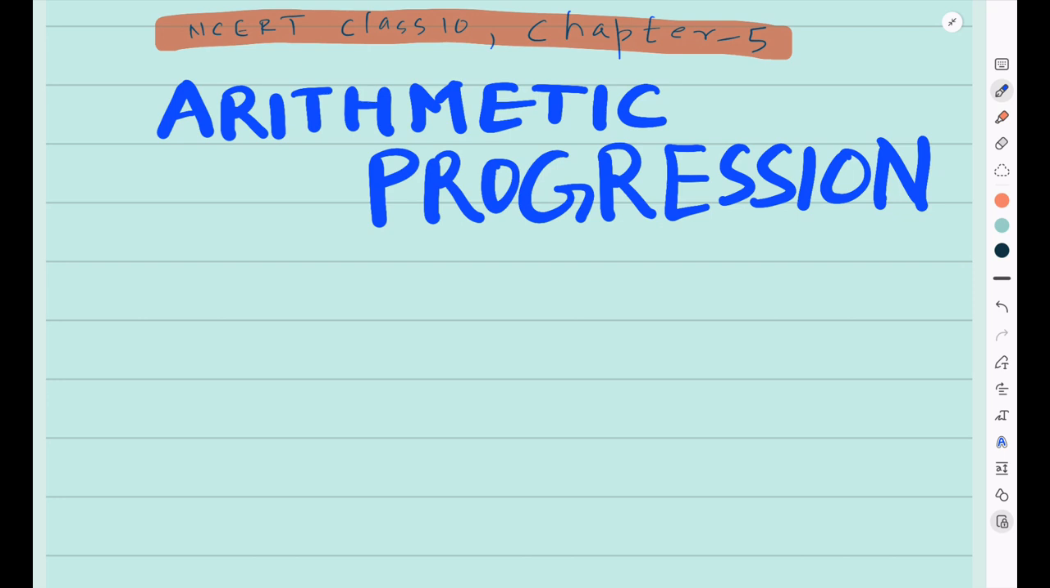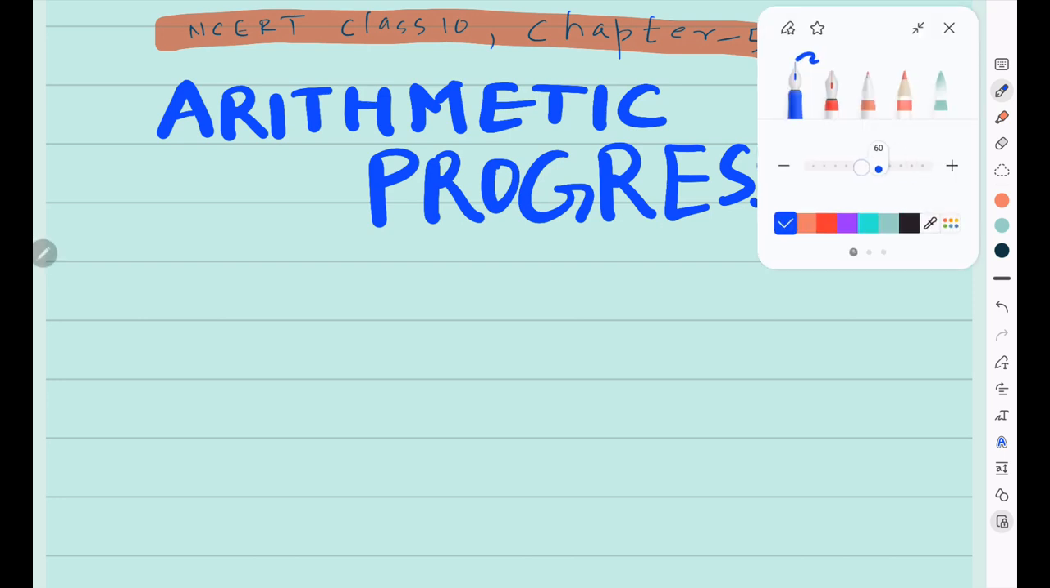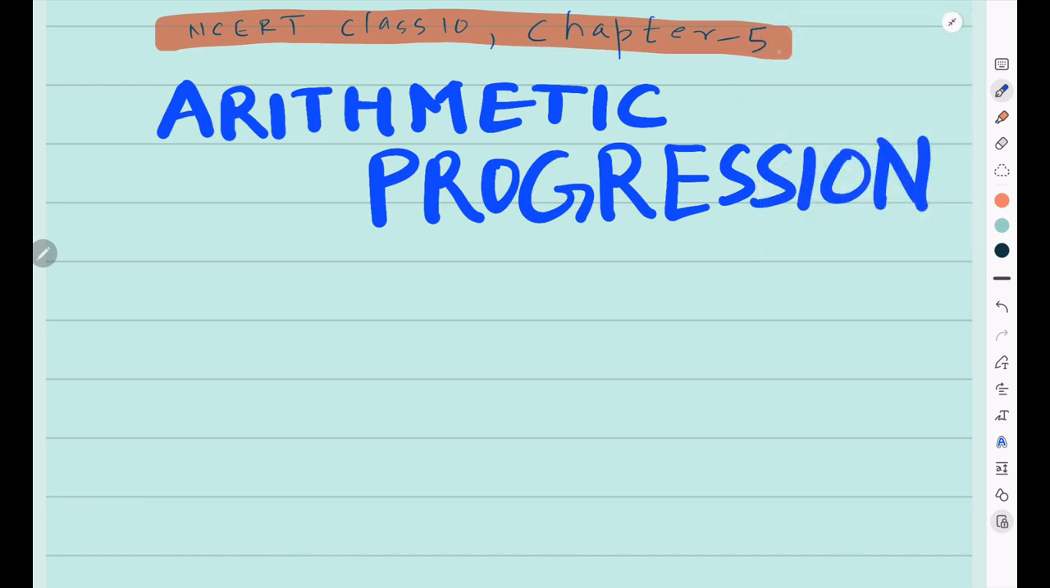We will start a new chapter, which is chapter 5 of NCERT class 10, and we will delve into the details of the concepts relating to arithmetic progression. So this is chapter 5. So let us proceed further and try to understand what is arithmetical progression or arithmetic progression.